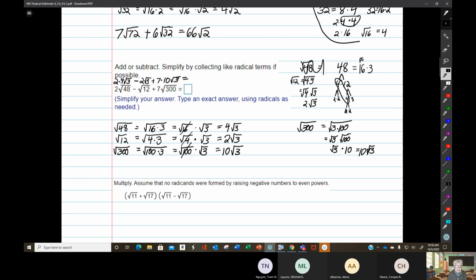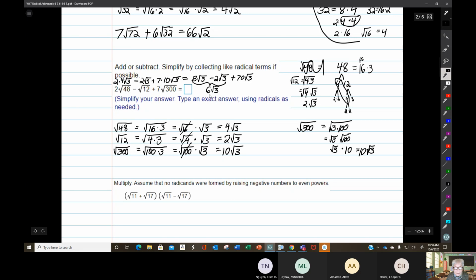So I'm going to have 8 times the square root of 3 minus 2 times the square root of 3 plus 70 times the square root of 3. Well, let's see. I've got 8 square roots of 3. I take away 2 square roots of 3. That gives me 6 square roots of 3.